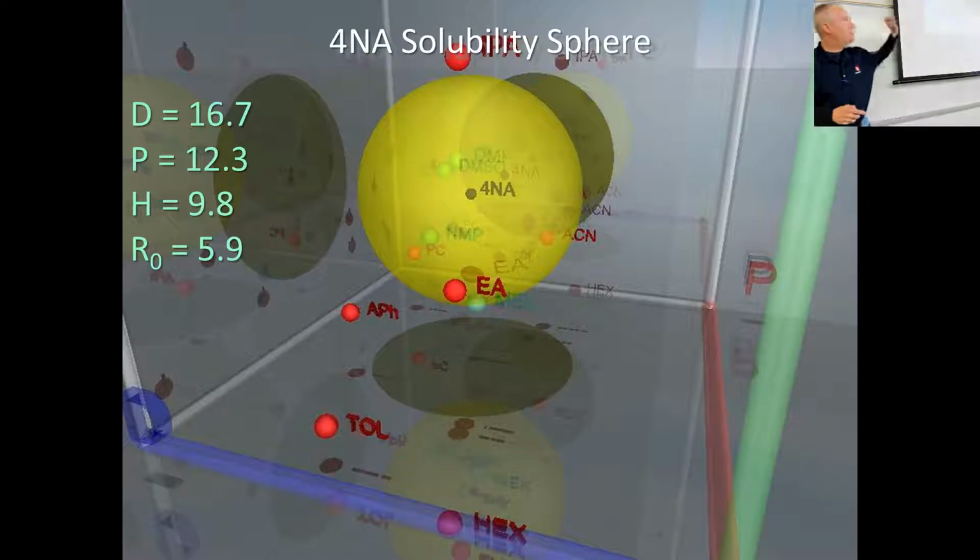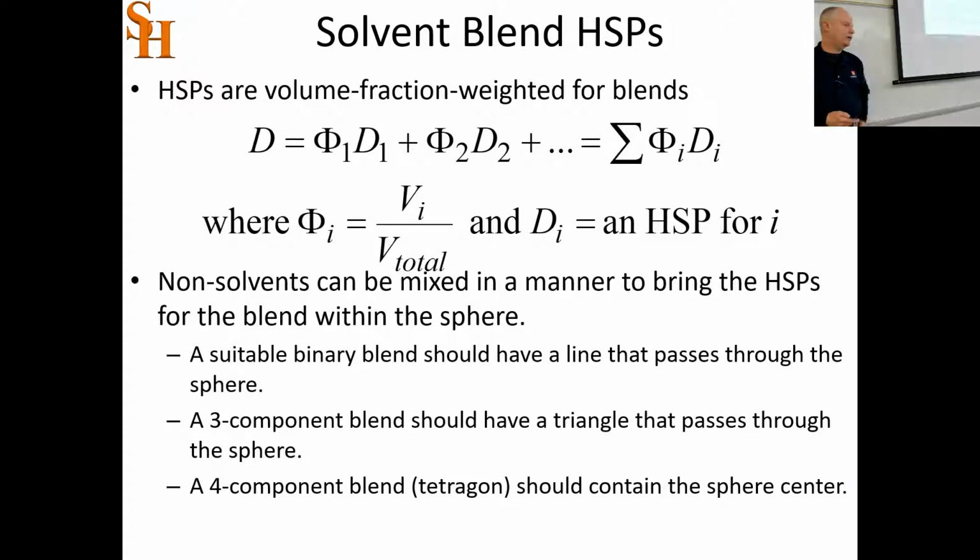So if I have solvents inside that sphere, they'll interact strongly with it. If I have blends, we could blend our solvents on the volume fraction weighted component. So if I have 25 mils and 75 mils mixed together, that's a 25-75 volume fraction, and I just take their D values and scale by 0.25 and 0.75, and I take the P values, scale by 0.25 and 0.75, and the H values. So it's very easy to blend.